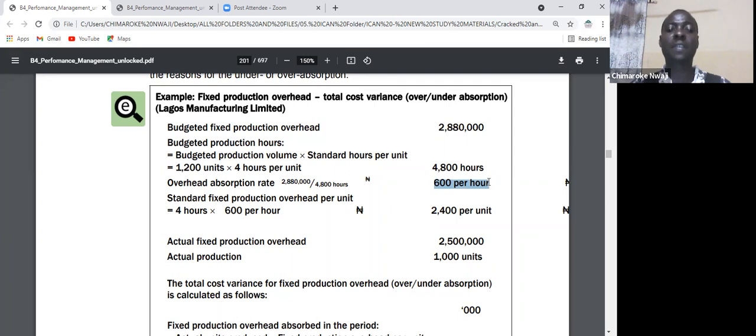Now, how do we get our standard fixed production overhead? 600 naira is what we are planning to spend as fixed cost in 1 hour. And if 1 unit takes 4 hours, that means 4 hours times 600 naira per hour is 2,400 naira for 1 unit. That is what we plan to spend for 1 unit. Now let's get down to our actuals. The actual fixed production overhead is what was actually spent. We spent 2,500,000 as against the 2,880,000 that we budgeted, so we spent something lower.